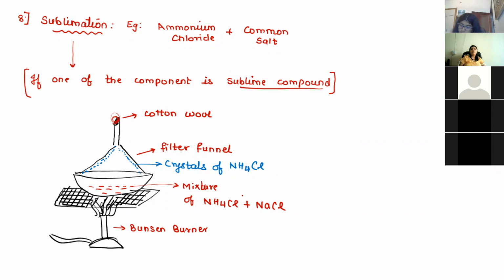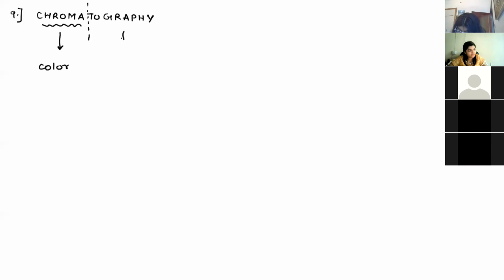Okay. And moving on to the last technique, which is chromatography, a very important technique. So everybody pay attention over here. The ninth one is chromatography. Now, what is chroma? Chroma means color, and graphy means representation on paper.